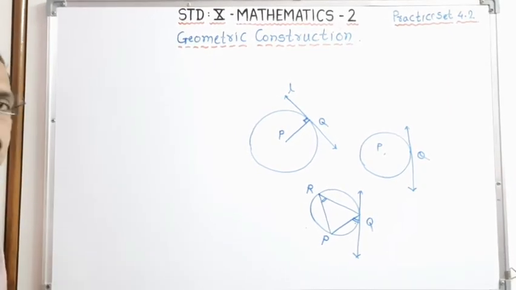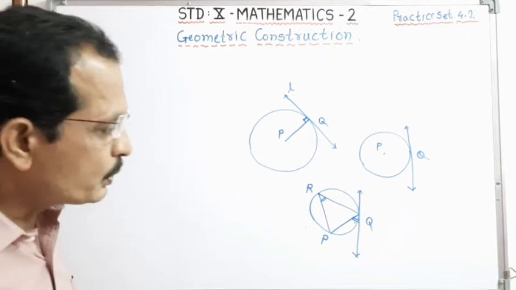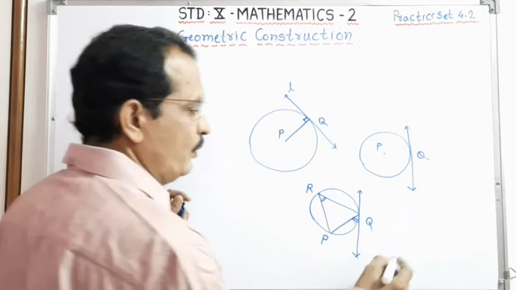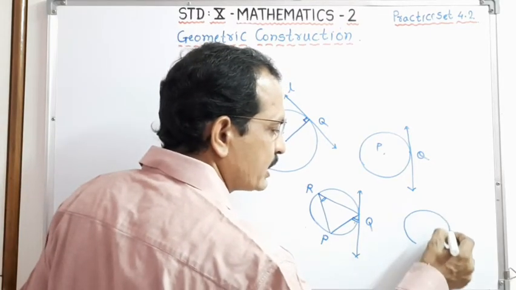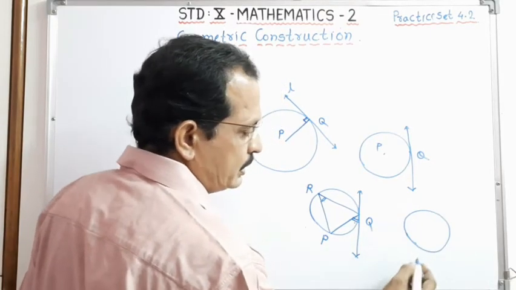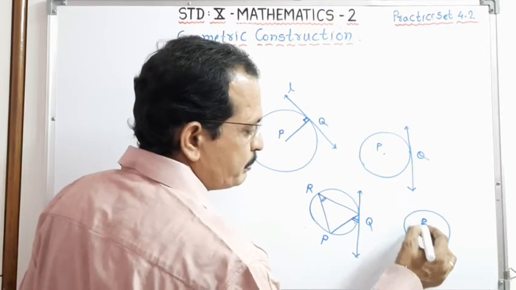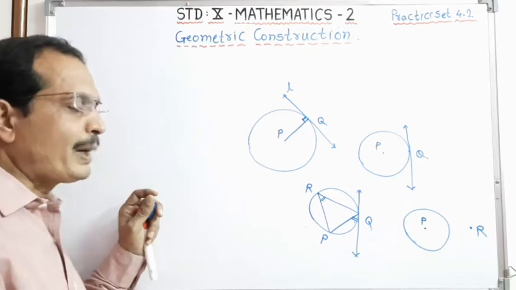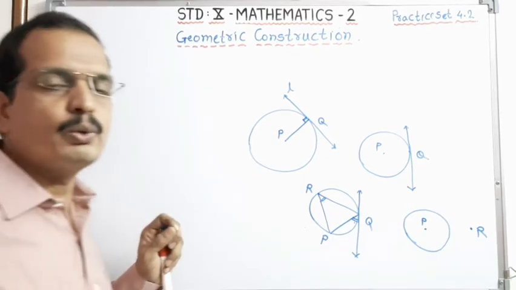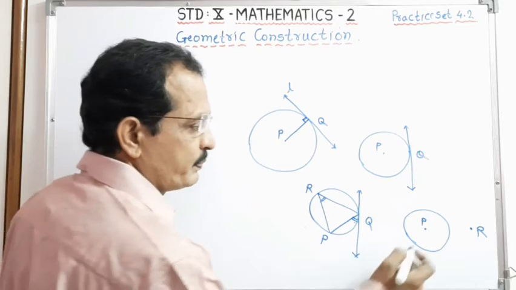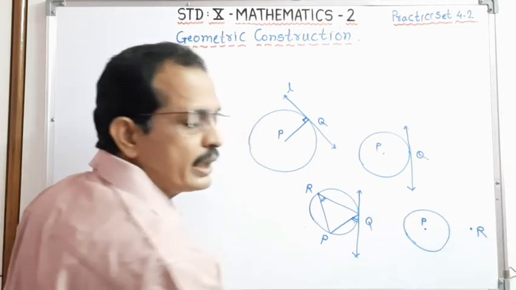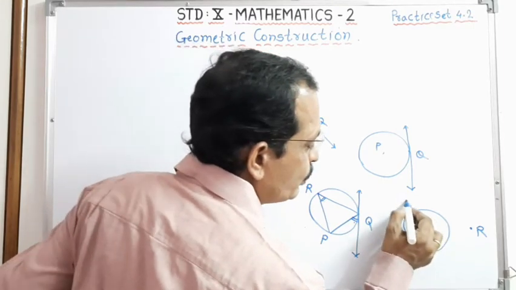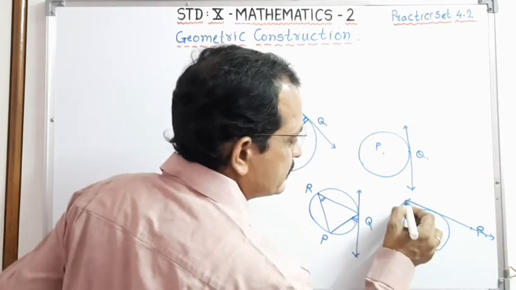Then dear students, what we have to learn is to draw the tangent to the circle when the point is outside the circle. Dear students, see here, the center is P and somewhere here is point R. Passing through the point R, we have to draw the tangent. When the point is outside the circle, we can draw two tangents to the circle like this.